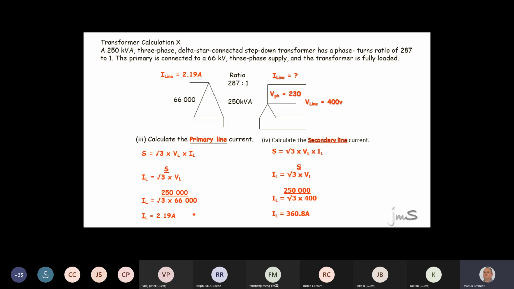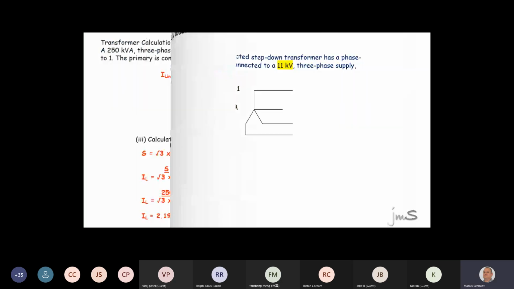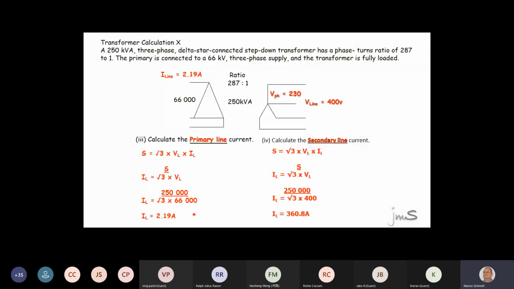You divide it by root 3. You must get the coil current. And once you've got the coil current, then you know it's 287 times bigger. I think, no, I didn't do it. I'll show you the alternative method. Now, I'm going to ask again. The reason I did this one, it's very simple.